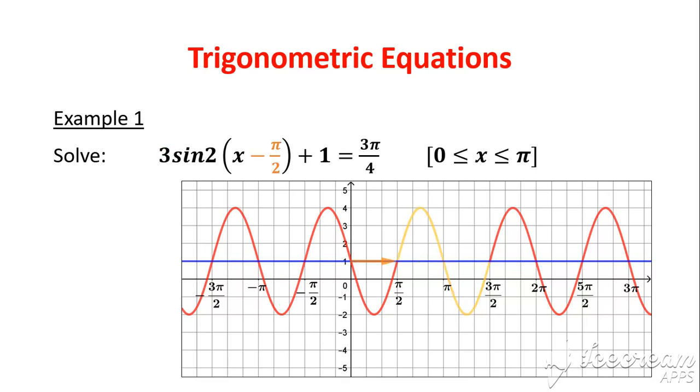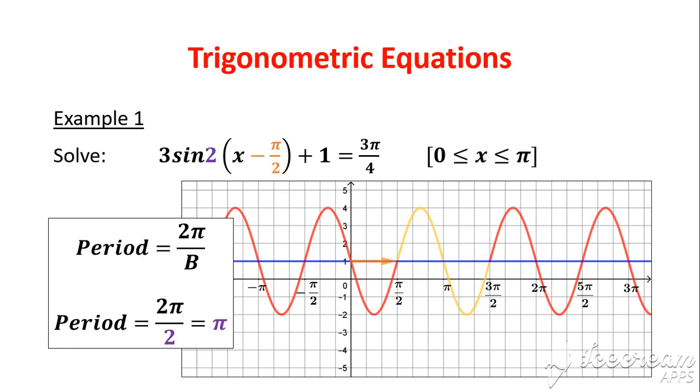We've moved the sine graph pi over 2 radians to the right, which is why in brackets we go minus pi over 2. And we could work out the value of the period, which is 2 pi divided by the value of b. b is 2, so 2 pi over 2 gives us a period of pi radians.